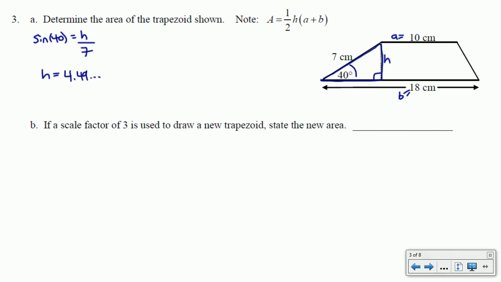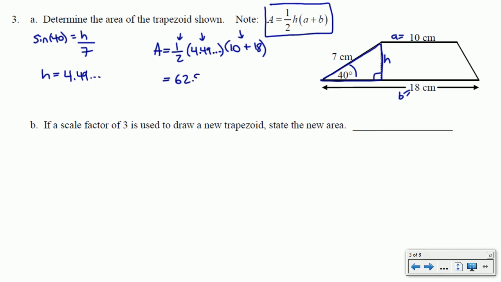So now we can use our formula here. Just plug in what you know. The area is 1/2 times the height, which we just found, times a plus b. A is 10 and b is 18. So we can multiply 0.5 by 4.49 by 28, and we get a result of 62.99 and some other digits, which is approximately equal to 63 centimeters squared.